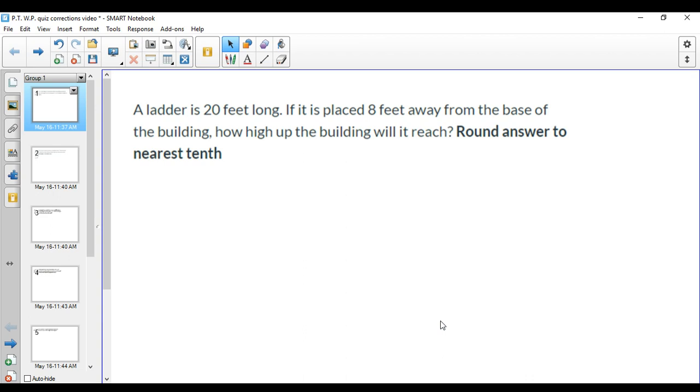Hey guys, we're going to look at corrections from some of the most commonly missed questions on the Pythagorean theorem word problems. The first one we're going to look at is number 2 on the learn check on word problems.